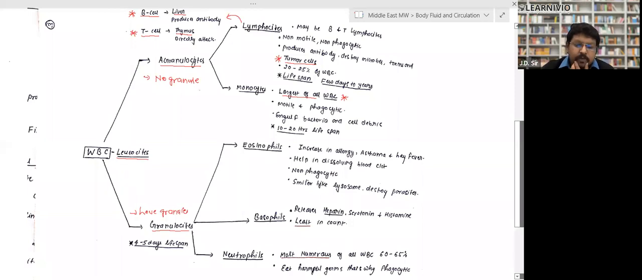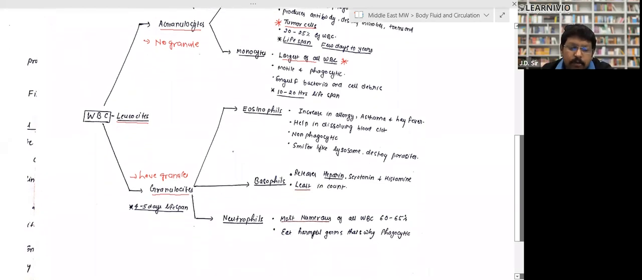They are motile and phagocytic. They move here and there, and they are phagocytic, means they can eat the bacteria and other pathogen cells. They engulf bacteria and cell debris. Cell debris means the broken part of the cells, means the excretory part of the cells or any part of the cells. Lifespan is only 10 to 20 hours.